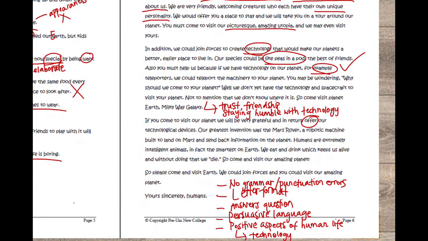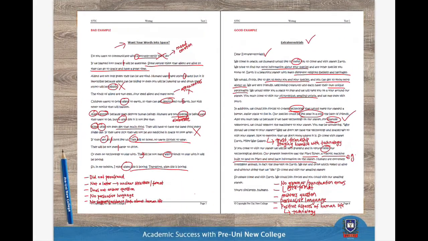So if we look at the technology part, which we for this good example used to invite the extraterrestrial beings to Earth, we also indicated examples here, such as the Mars rover, which was a robotic machine built to land on Mars and send back information on the planet. So this specific example is used to highlight some of our achievements and some of the things that we're willing to share with them. So that is also another highlight point for extraterrestrial beings.